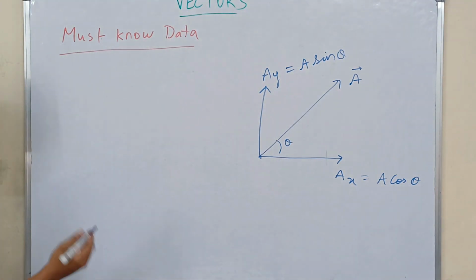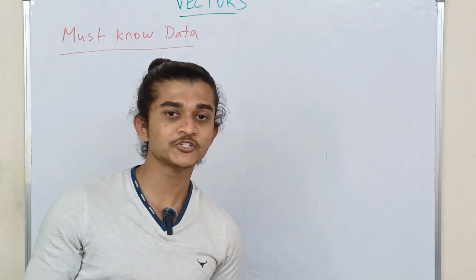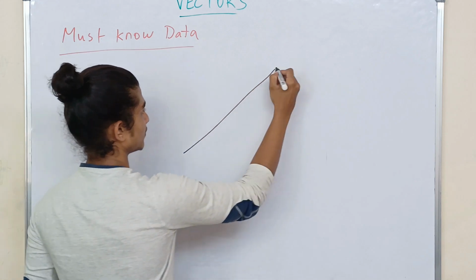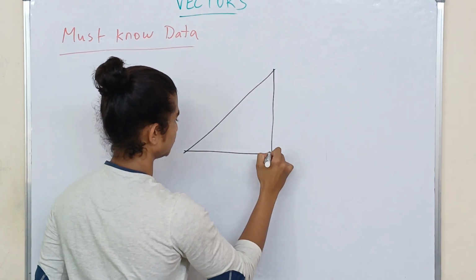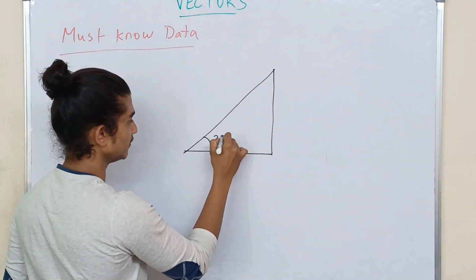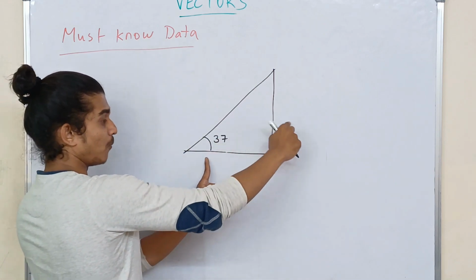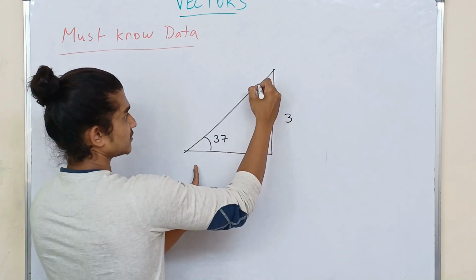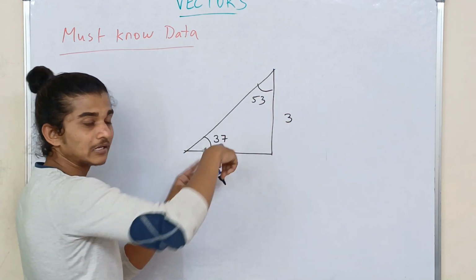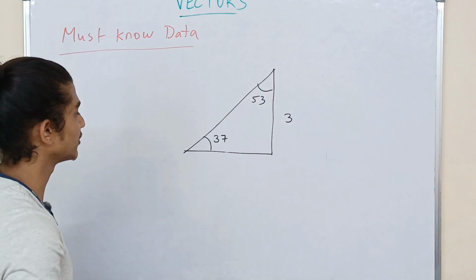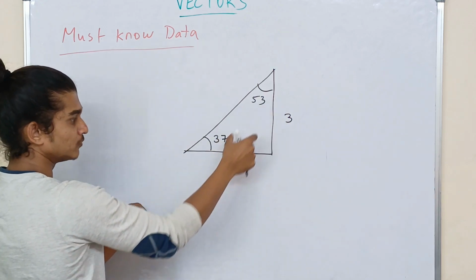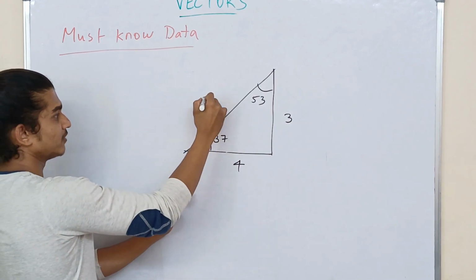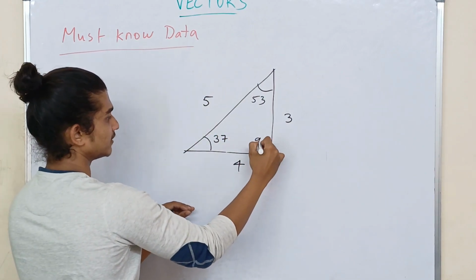Now some trigonometric values which you need to know: there is a triangle you need to know in order to solve values. So I'm going to write that triangle. Suppose the angle here is 37. The side opposite to 37 is always going to be 3, whereas this angle is 53. I think you have seen these values in your problems in JEE, NEET and all those competitive exams. The side opposite to 53 is always 4, and applying the Pythagoras theorem, this is going to be 5, and this is your 90 degrees.